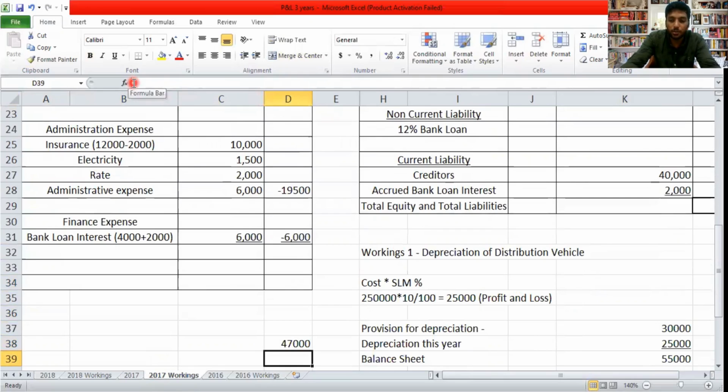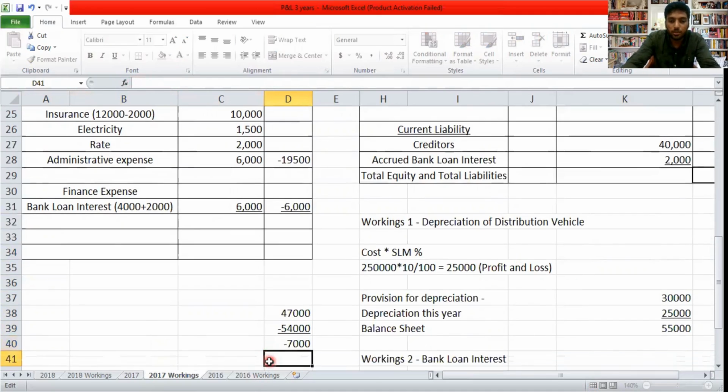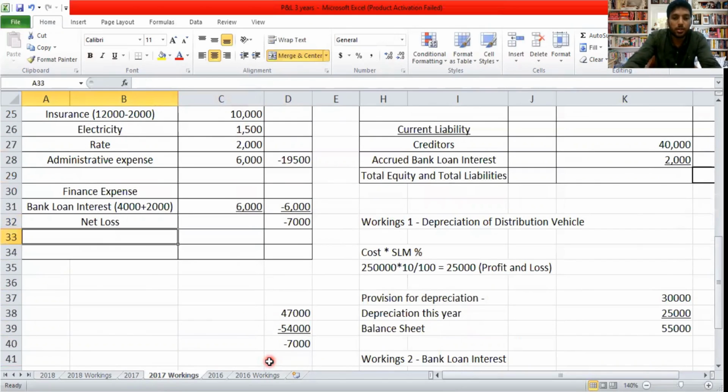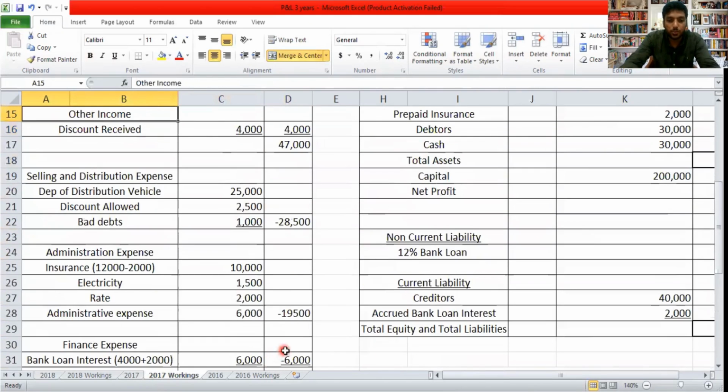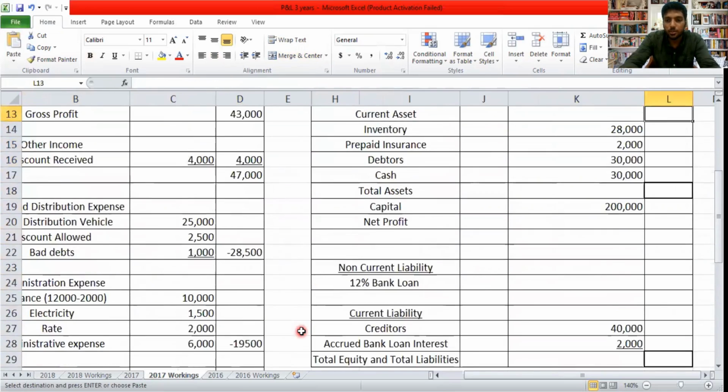So with that you are going to deduct 54,000 from 47,000. You will get a balance of 7,000 loss. This is a net. You don't have a profit in this business. You have a loss, right? 7,000. I'm going to write here net loss, not net profit. So now this net loss of 7,000, you need to transfer it under capital. Here I have recorded net profit, but unfortunately I got a net loss. So this 7,000 is the amount I'm going to transfer under capital as net loss.